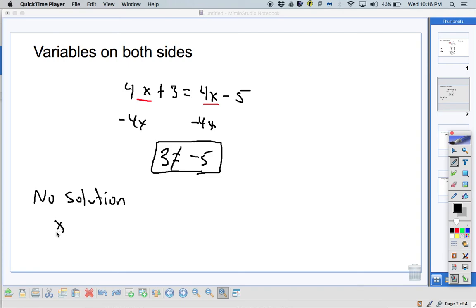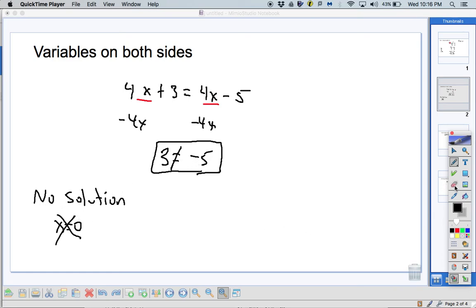Some people think that x equals 0 is the same as no solution. That does not mean the same thing. X equals 0 is a solution. It's a very specific solution, and of course that means the x is 0. So don't confuse no solution with x equals 0. When the numbers do not equal and there are no x's left, the answer is no solution.